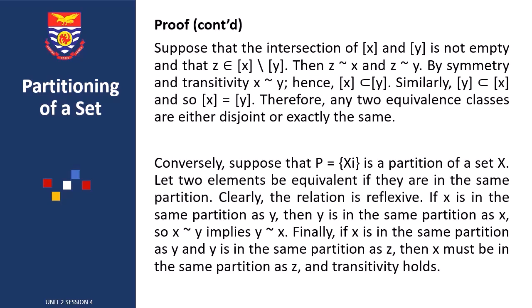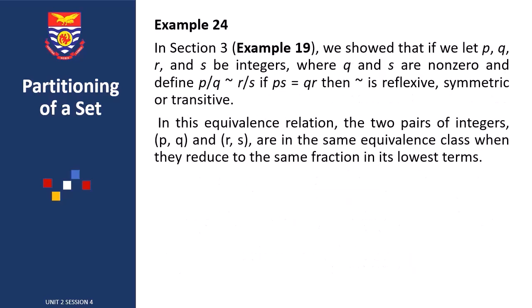So the proof continues here. You can see it's very simple and self-explanatory. In session 3, example 19, which you did as an assignment, we let p, q, r, and s be integers, where q and s are non-zero, and define p over q relates to r over s if ps equals qr. Then the relation is reflexive, symmetric, and transitive.